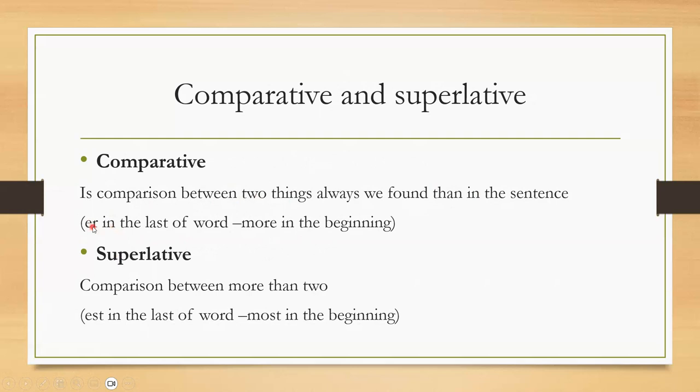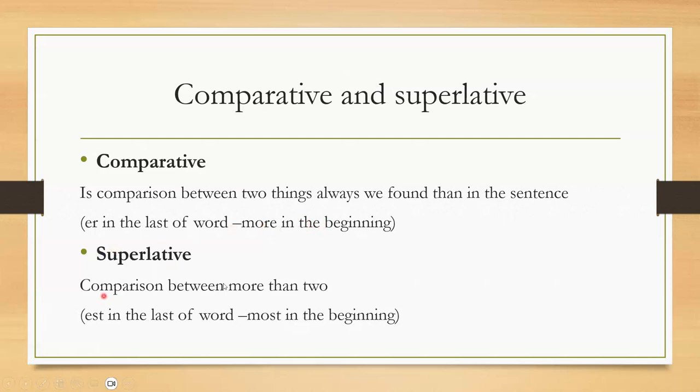Always we use bigger, faster, and smaller, with ER at the end of the word: smaller, shorter, okay? And we use more at the beginning if we have two syllables, long words, like comfortable. I will use more comfortable when I have a comparative between two things. And if I find than, that means this is a comparative between two things. Okay, I will use more comfortable, more beautiful.